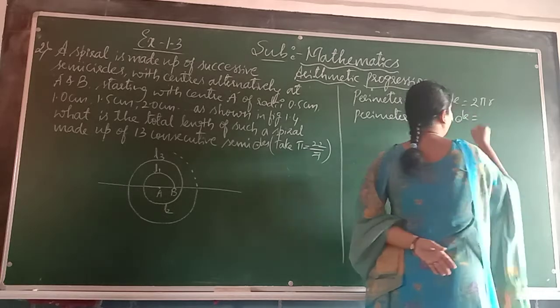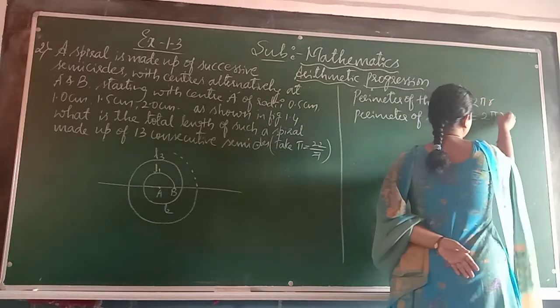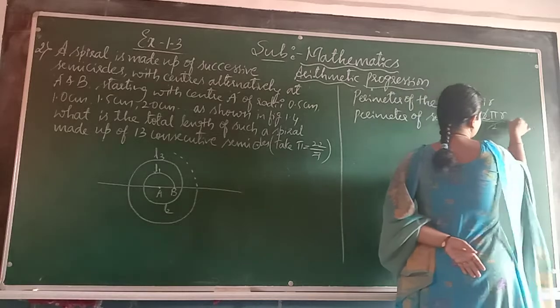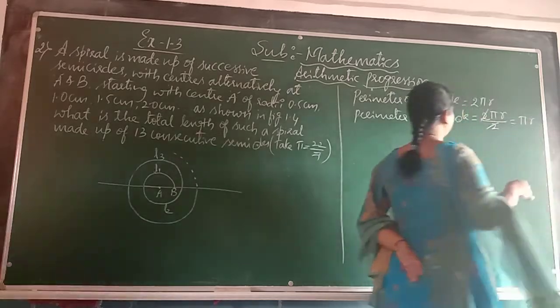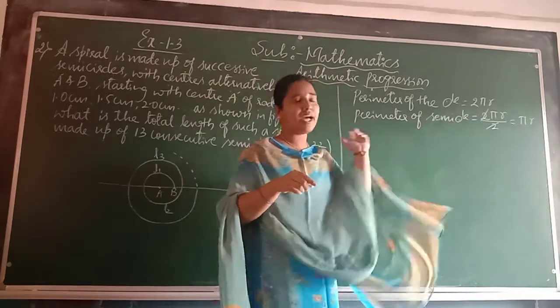Semi means half of the circle. That is half of this formula. That is 2 pi r divided by 2. The 2s get cancelled. Therefore, the formula for the perimeter of a semicircle will be pi r.